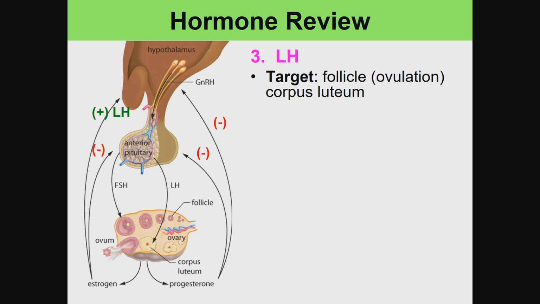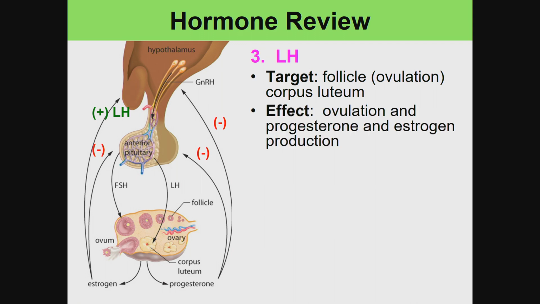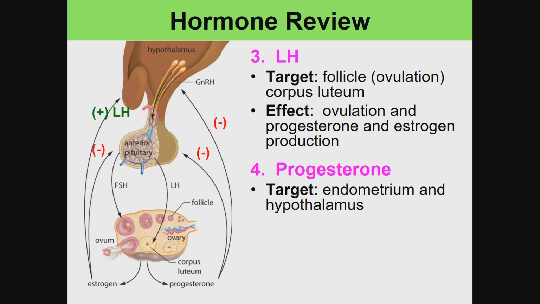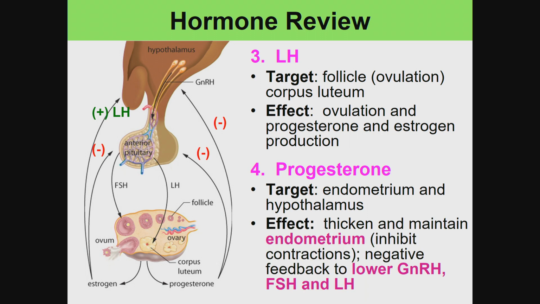LH targets the follicle for ovulation and the corpus luteum. Effect: it causes ovulation and progesterone and estrogen production. Progesterone targets the endometrium and the hypothalamus. Its effect is it thickens and maintains the endometrium because it inhibits contractions. So as long as there's no contractions in the uterus, the endometrium stays. And negative feedback to lower GnRH, FSH, and LH.